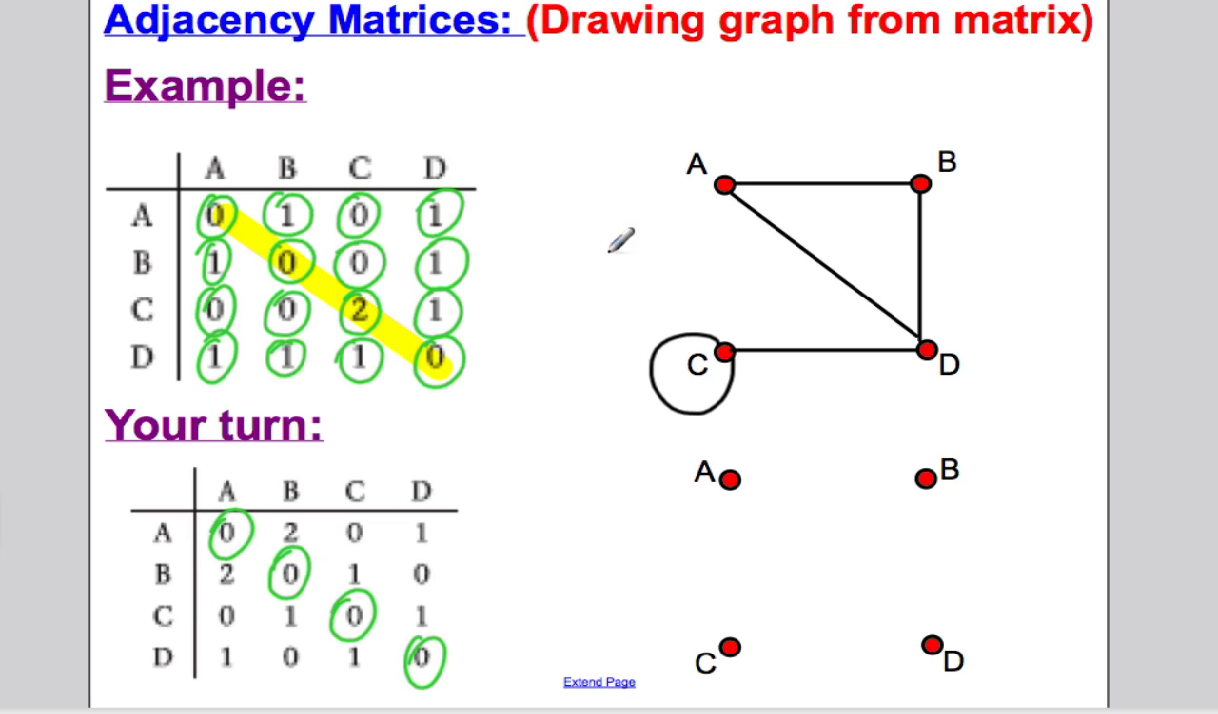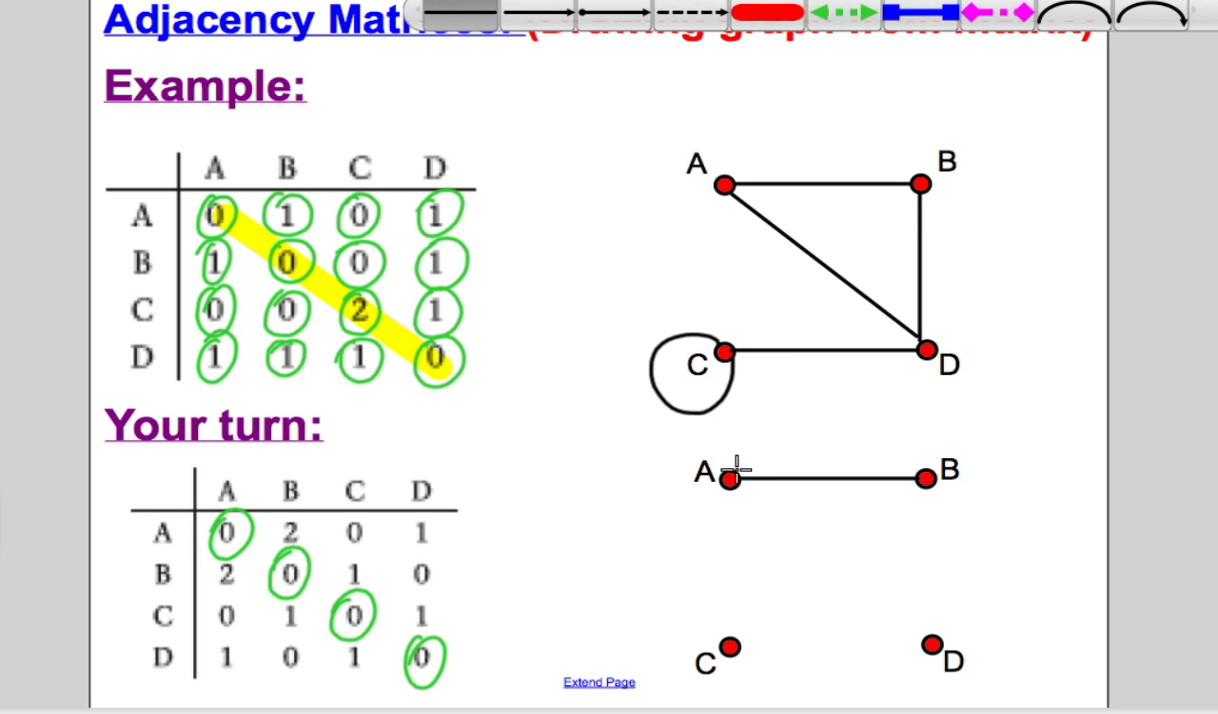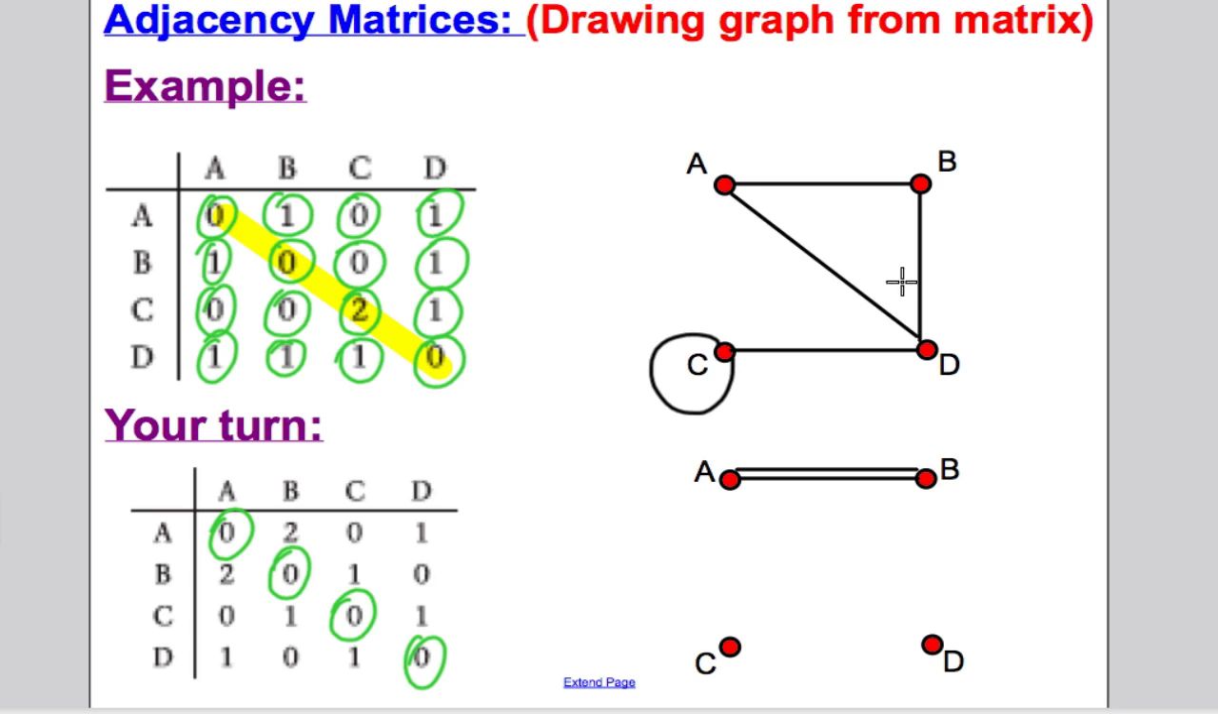Between A and B, there are two. So there's one there, and let's draw another one in, as follows. Another one like that.